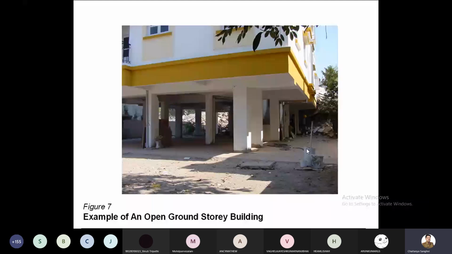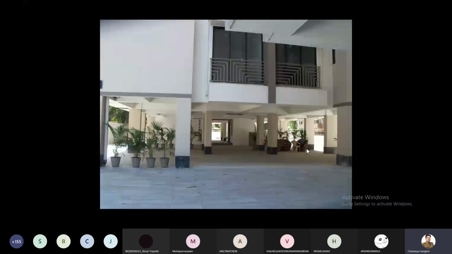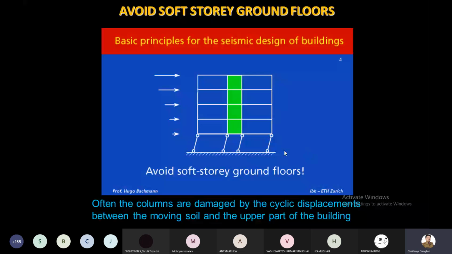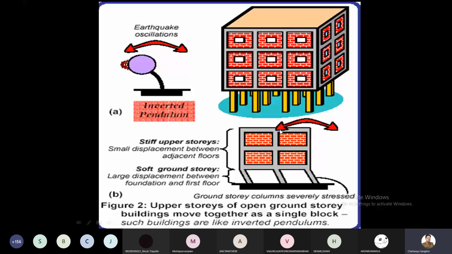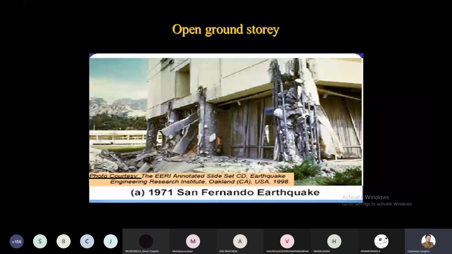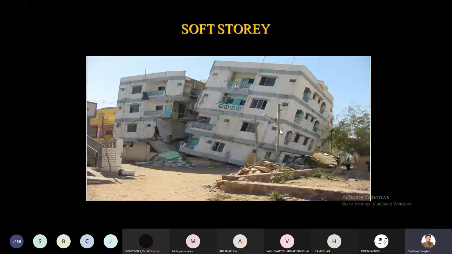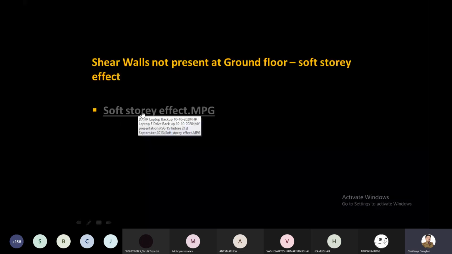Yesterday we discussed open ground story structures. In open ground story structures, the maximum deformation is concentrated at the ground story, right? And the upper part will remain stiff. And in the Bhuj earthquake, almost 90-95% of buildings collapsed because of this soft story effect. We said they work as an inverted pendulum, and such kinds of damage have been observed in structures.